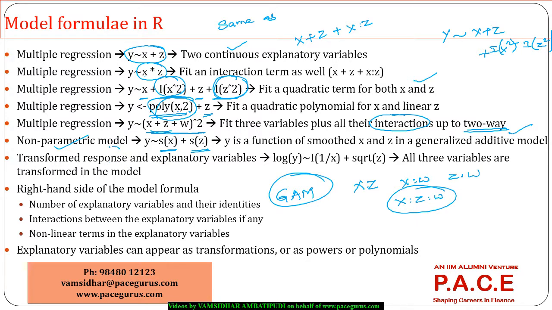And we also have the transformed response variables and explanatory variables. So I have done a logarithmic transform for y. I have taken 1 by x, which is the reciprocal transform, for x, and we have also looked at the square root transform for z. So all the variables are getting transformed, and those transformations are what we are using as a part of our model. So all these are different kinds of model formulae that I can use in R.